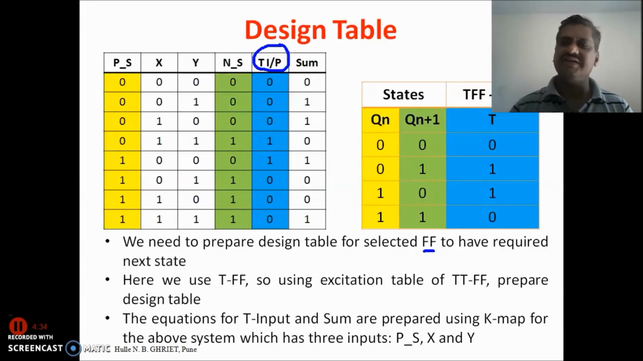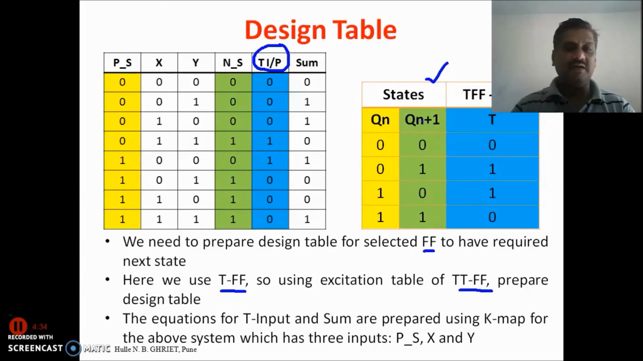If I have selected D, the design table will be different. For JK, the design table will be different, and for SR flip-flop, the design table will be different. Here we are using the T flip-flop, so we are using the excitation table of the T flip-flop to prepare a design table. This is the excitation table of the T flip-flop. I have considered the states, and here the input to the T flip-flop I have considered here itself.